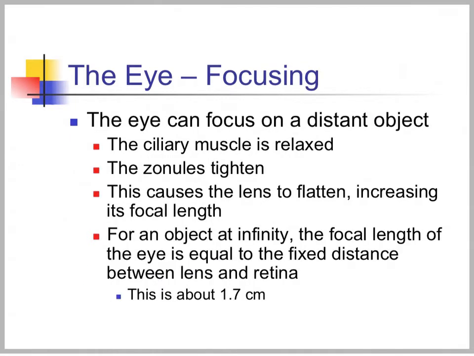So for focusing, the eye can focus, say, on a distant object, where the ciliary muscle is relaxed. And therefore the zonules tighten, and it causes the lens to flatten, increasing the focal length. For an object at infinity, the focal length of the eye is equal to that of a fixed distance between the lens and the retina, which is about 1.7 centimeters.